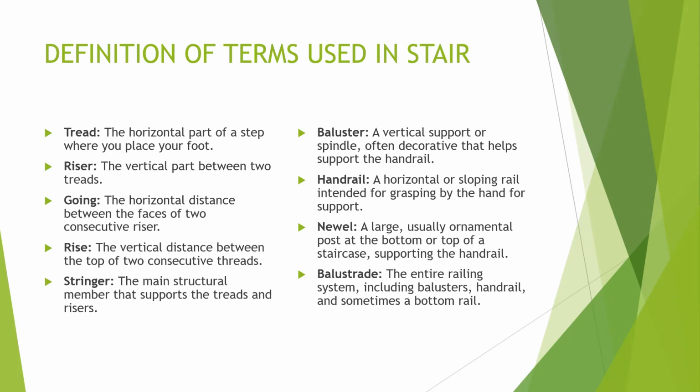So let us not confuse ourselves when it comes to baluster, handrail, and the balustrade. Just like I have said, the baluster is the vertical support for the handrail. The handrail is that sloping part where you grasp with your hand. Then the balustrade itself is the entire railing system, including the balusters, the handrail, and sometimes a bottom rail, okay?